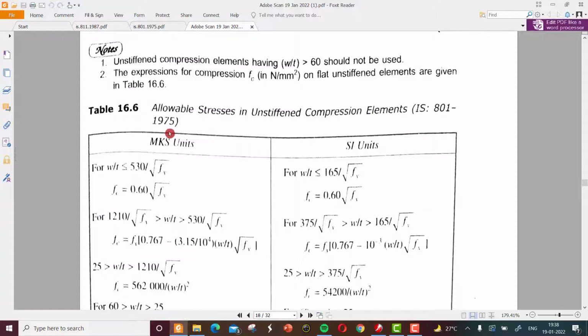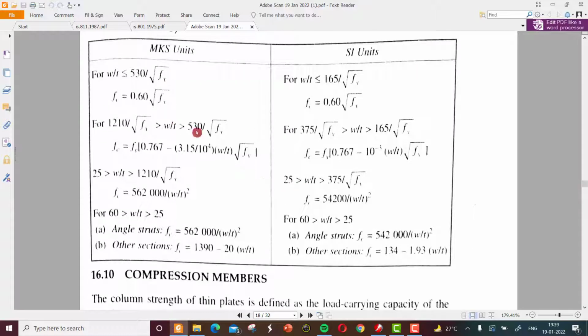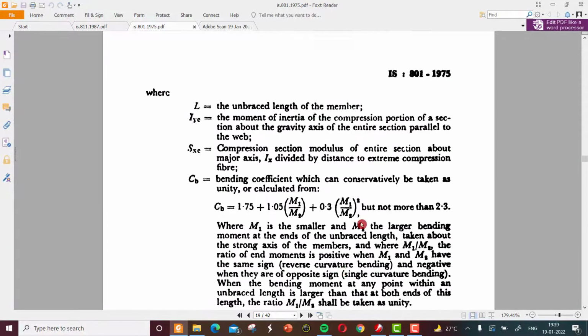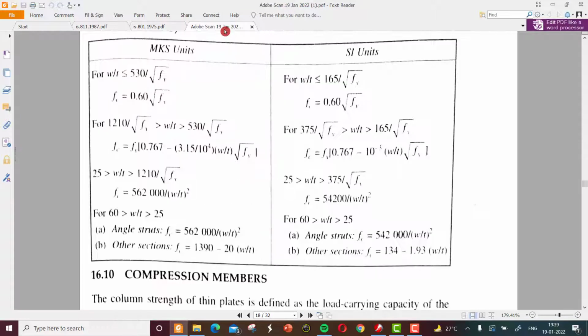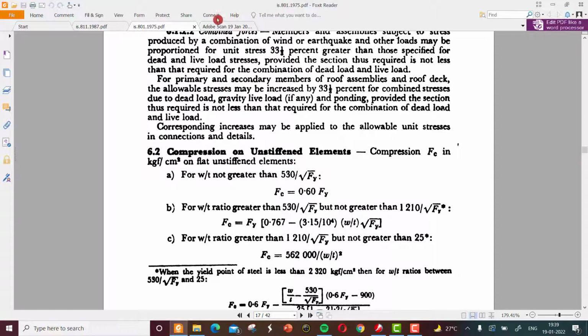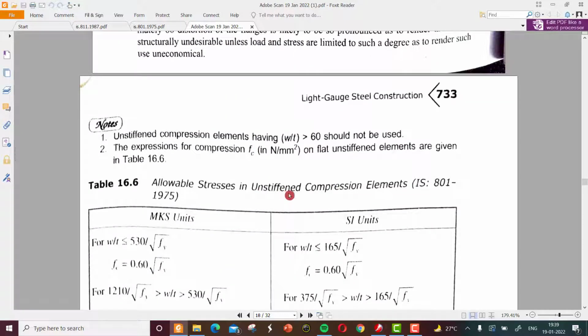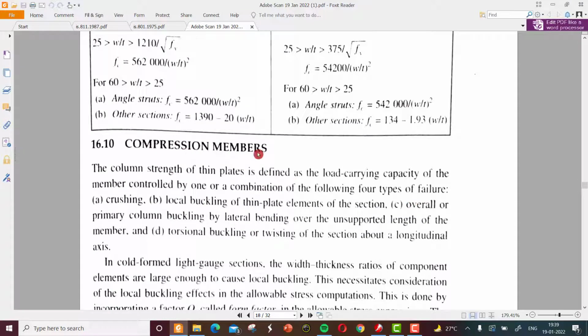We have seen that in the code IS 801, the same thing. This is also converted from MKS to SI units in this textbook. This I can show you. We are almost near to that. Yeah, this one, 6.2, compression of unstiffened elements. Same thing, compression member.